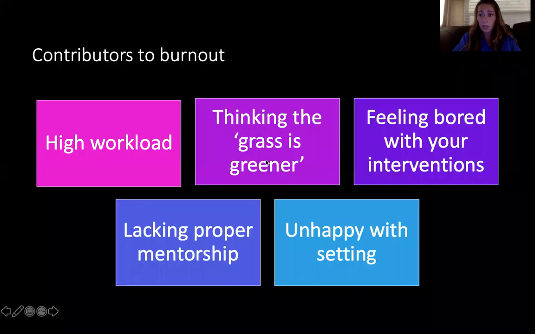All right, guys, thank you for doing that. I hope that you were able to use your retrieval practice skills and come back with your own definition of burnout.